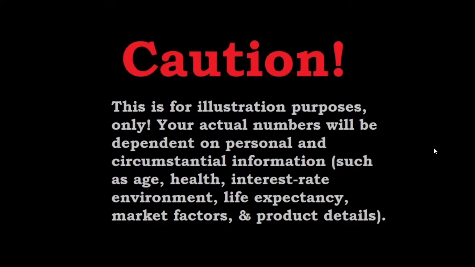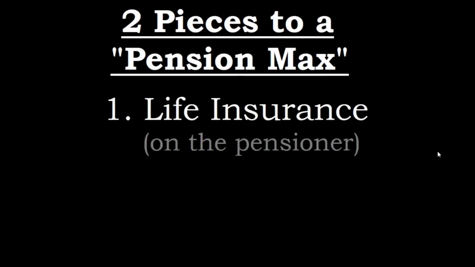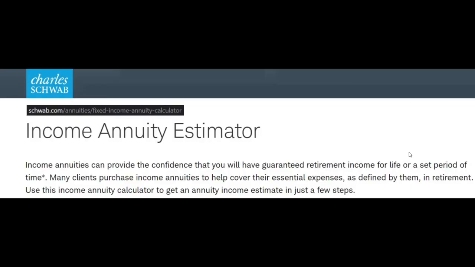Now let's look at some actual numbers here. This is simply for illustration purposes only. Now we need two things for the pension max to work. Firstly, we need some life insurance policy now, and we'll need an annuity later. So the life insurance policy is going to be purchased on the pensioner, and the annuity will eventually be purchased by the survivor. To make sure that the contract amounts are sufficient, we're actually going to backwards engineer the life insurance policy amount from the annuity.